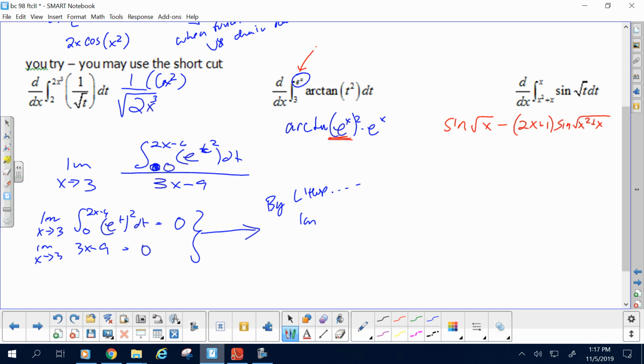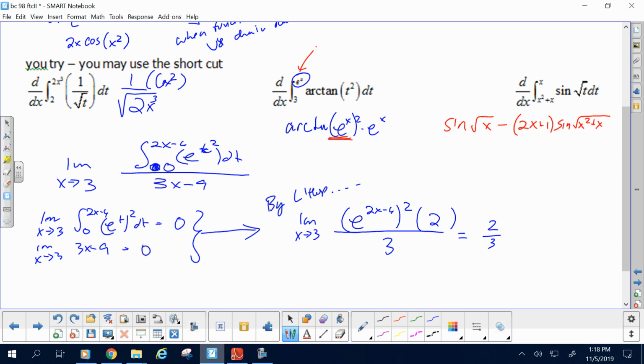By L'Hopital, the problem is equivalent to, what is the derivative of the top using the fundamental theorem of calculus part 2? e to the 2x minus 6, squared, times 2, because we've got a chain rule derivative, right? The derivative of 2x minus 6 is a 2, and the bottom is 3. Now it's evaluated at 3. I get e to the 0 squared times 2 over 3, which is 2/3.